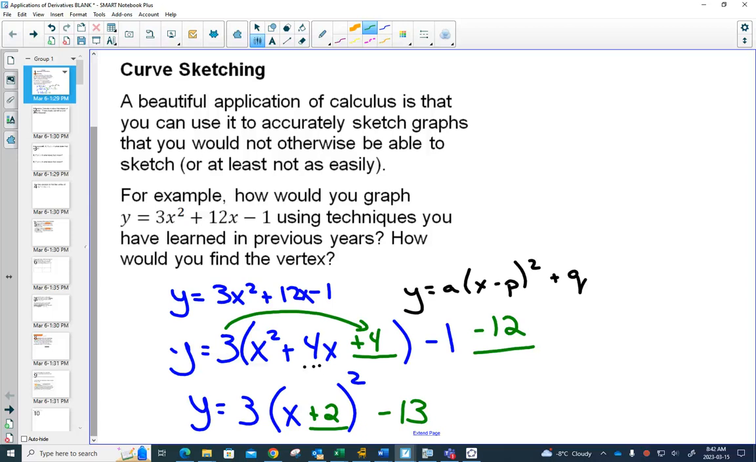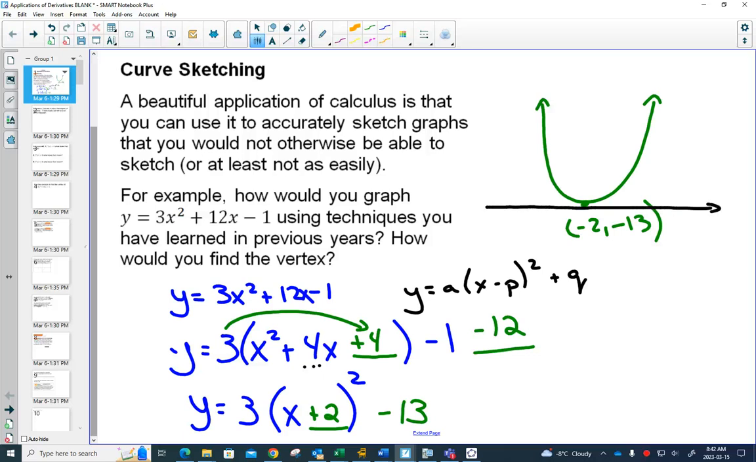What does calculus do that makes this easier? So we just found out that this vertex was at -2, -13. What calculus helps us find, especially nicely with the parabola, is that we remind ourselves, what is a derivative? A derivative is a slope of a tangent line. If I would draw a tangent line at a vertex, it would be completely flat. In other words, its slope would be 0.